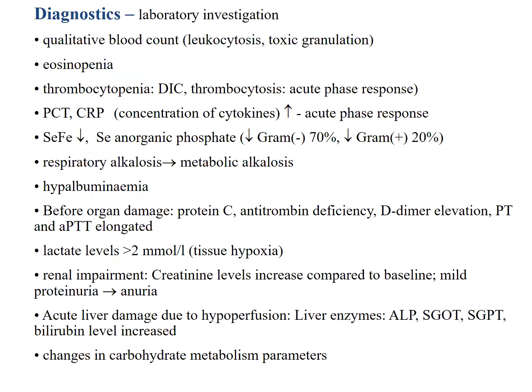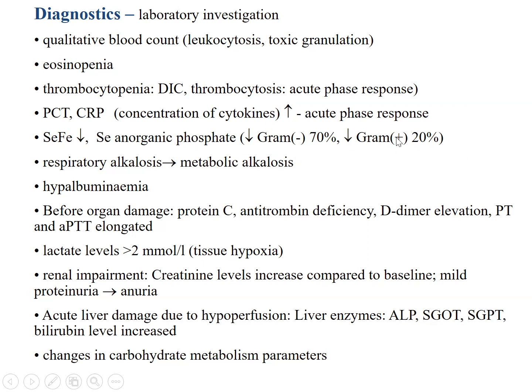What we can check with these laboratory investigation techniques: we can check the qualitative blood count, of course. We try to check the leukocytosis, the toxic granulation. We can check the eosinopenia. We can check the count of thrombocytes. So here you can see that during the early period, we can see thrombocytopenia and later thrombocytosis. And which is very important, and later we will discuss, we can check the different acute phase proteins, procalcitonin, C-reactive protein, and we also can check, for example, the inorganic phosphate concentration.